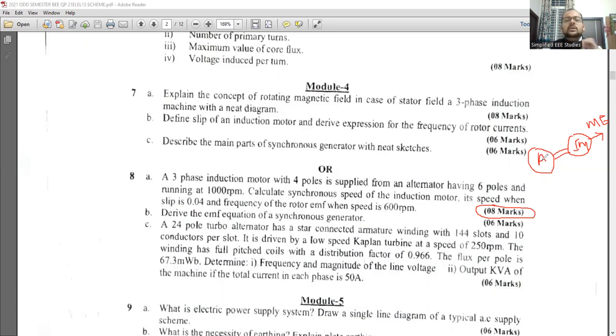Now, please write down all the given data. Three-phase induction motor. The induction motor has 4 poles. And the alternator has how many poles? 6 poles. Don't make any confusion. And the alternator is running at a speed of 1000 RPM. The rotor of the alternator has to be rotated at a speed of 1000 RPM to create the magnetic field. Correct? Now calculate the synchronous speed of the induction motor, then its speed when the slip is given, and the frequency of rotor EMF when the speed is 600 RPM. So everybody please try to solve on your own. Later check the answer which I have written in the notes. I'll be sharing the answer with you.